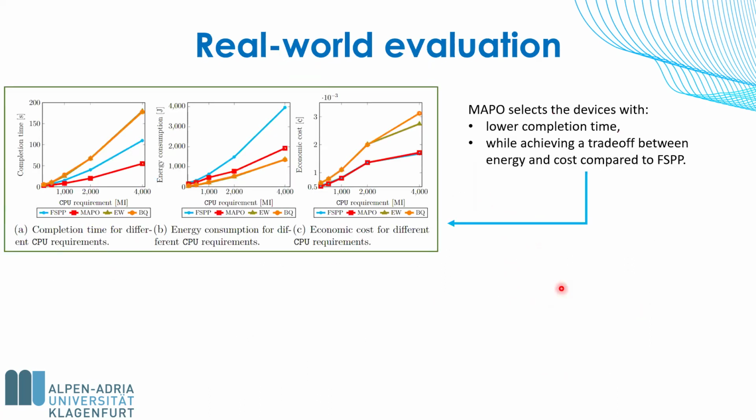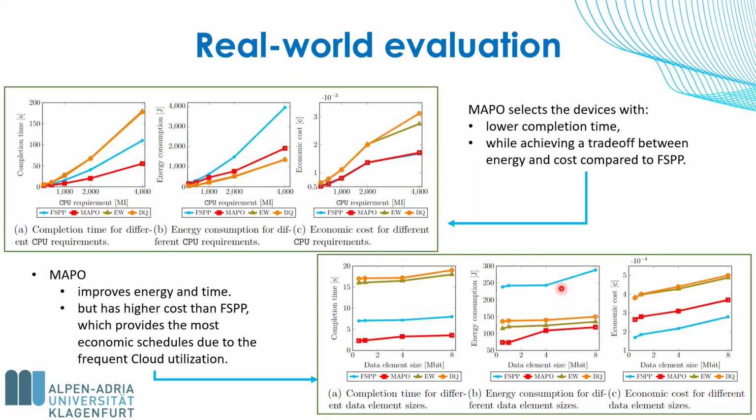The evaluation shows that MAPO selects the devices with the lower completion time while achieving a trade-off between the energy and cost compared to the FSPP, or first service placement problem. In the other scenario, which was the data element size.